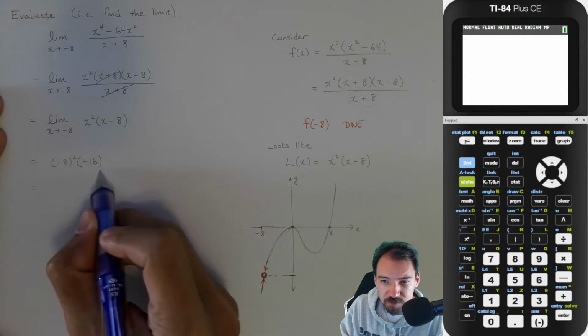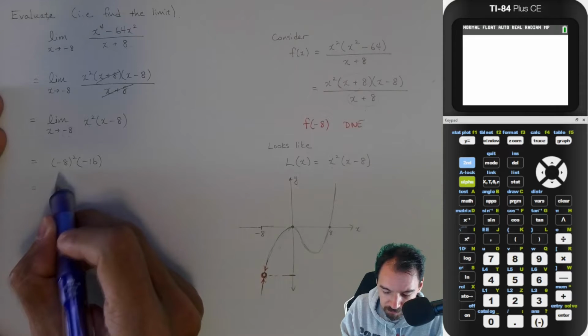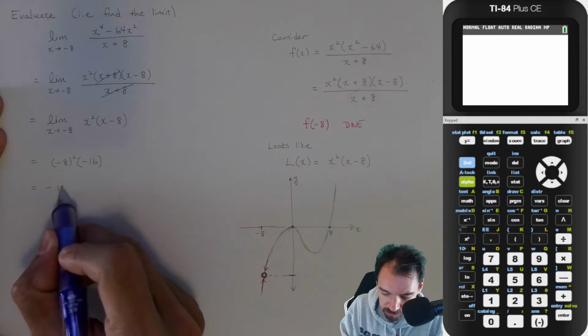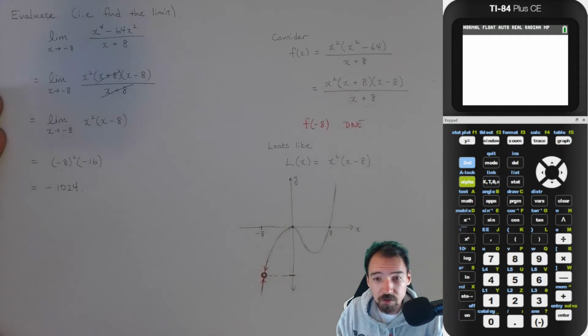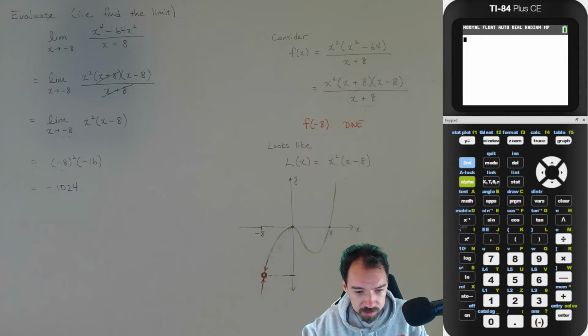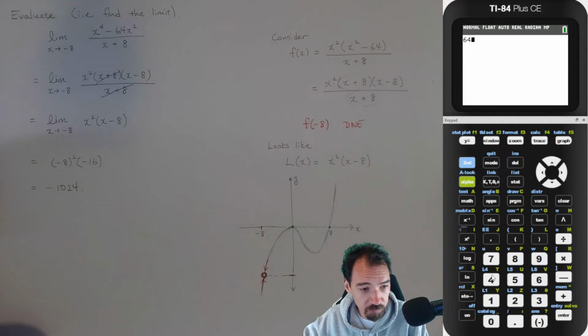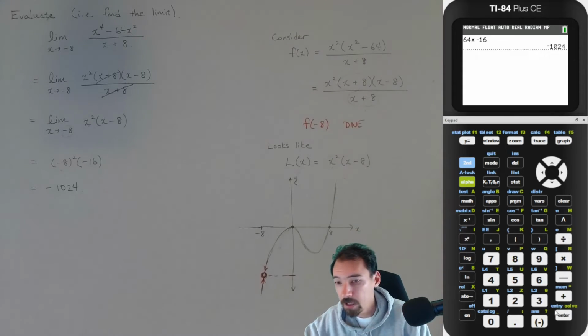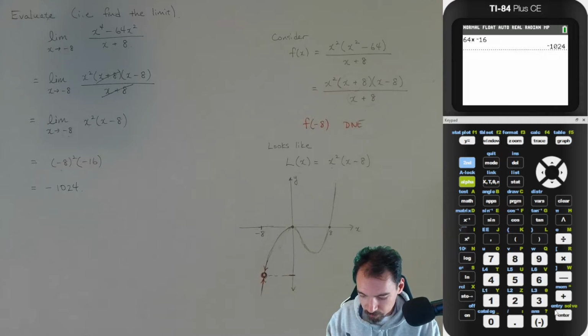Right? Because 2 to the 6 times 2 to the 4. So that's negative, because 1 negative, 1024. We have a number. Actually, I don't trust myself. Let's check. What did I say? It's -8 squared, so that's 64 times -16. We good. Okay. So, to recap what just happened, right?